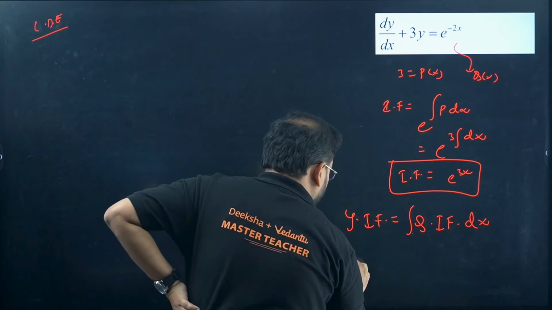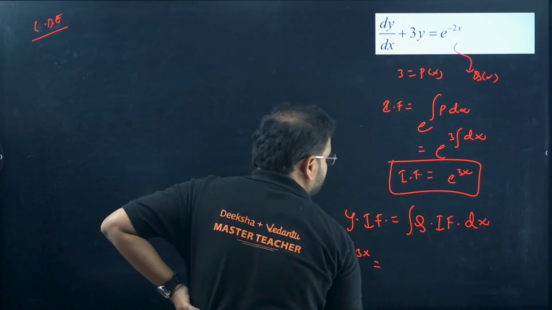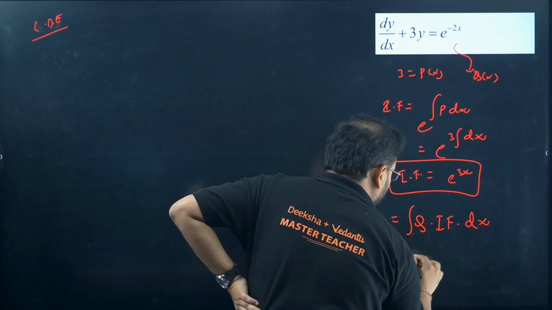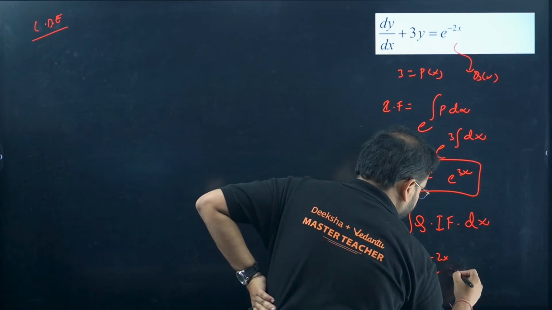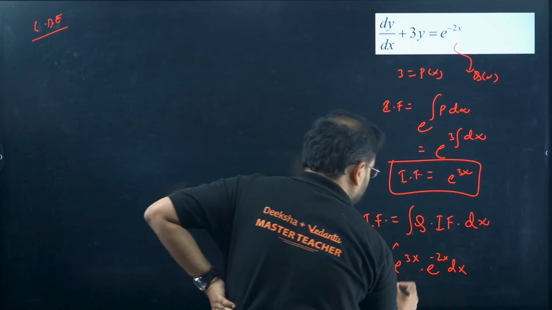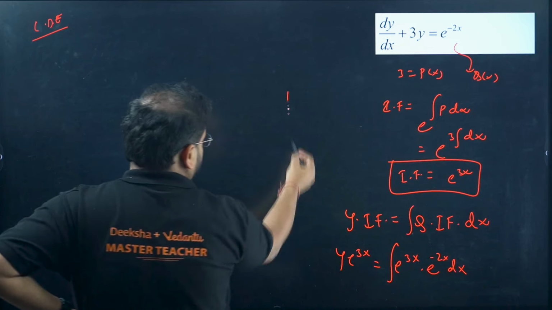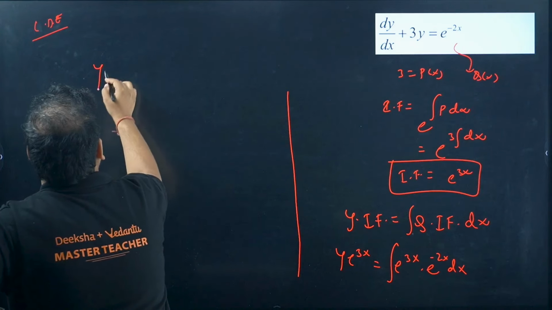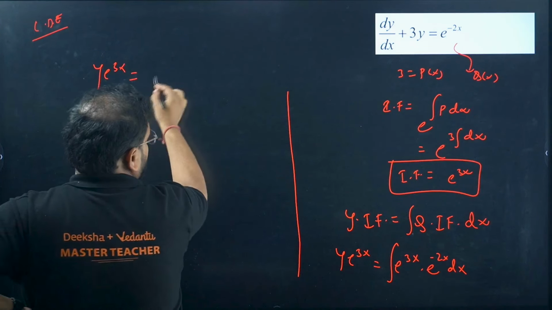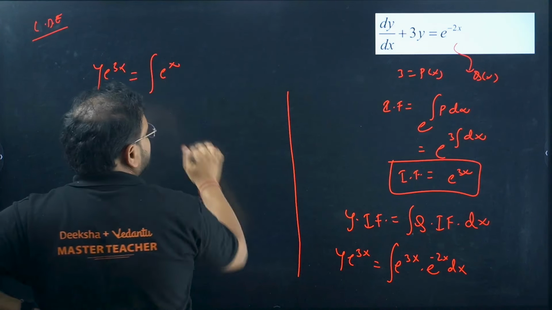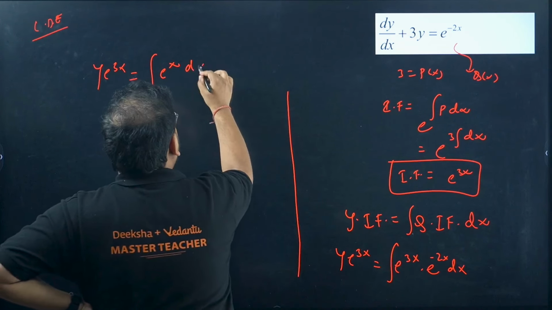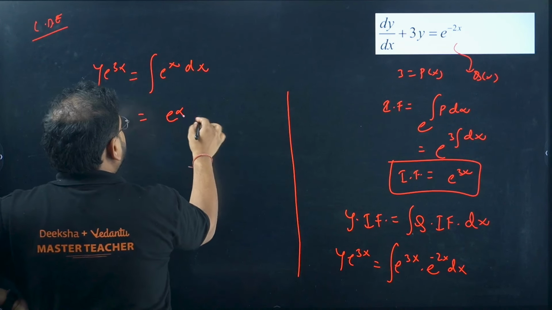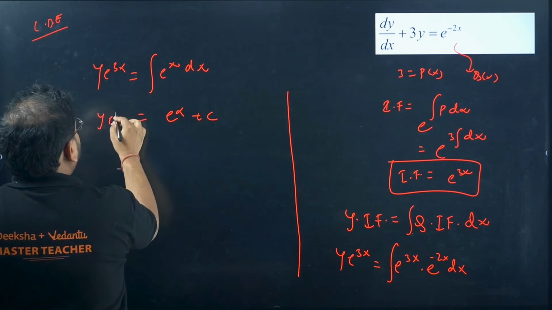So y times e power 3x equals integral of e power 3x into e power minus 2x dx. Am I right? Yeah. So my answer is y e power 3x equals integration of e power x, since 3x minus 2x is x. We still have dx over here to deal with. The answer will be e power x plus c.